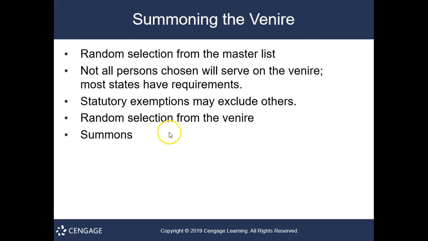And then from that already randomly selected venire, we randomly select people to come up and be subjected to voir dire, which is the process of interviewing them to see if they can be fair from the venire. So it's random. And summonses, we actually have to summon people in. They don't have a choice. They have to come in. And they can be prosecuted criminally, by the way, if they don't come in.